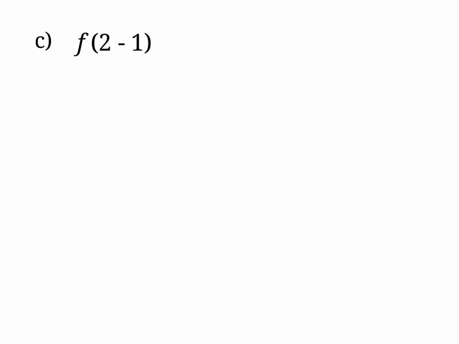Let's try another example. This one looks weird too. This is f of 2 minus 1. So remember what we just talked about. Anything in here, whatever that is, is the input. So this here is our new x. So let's go ahead and find it.